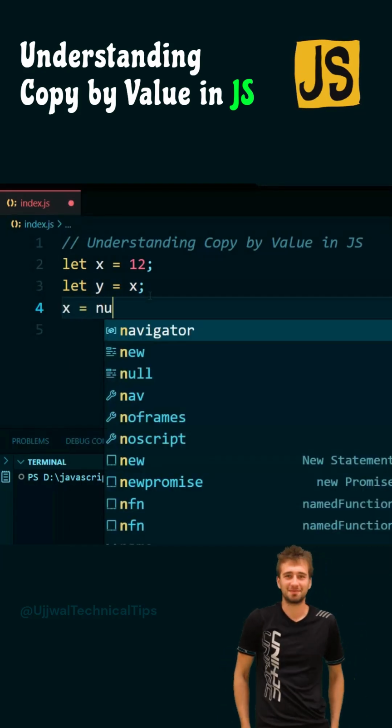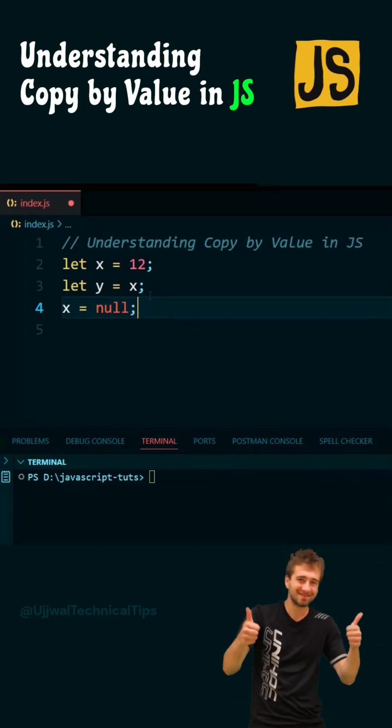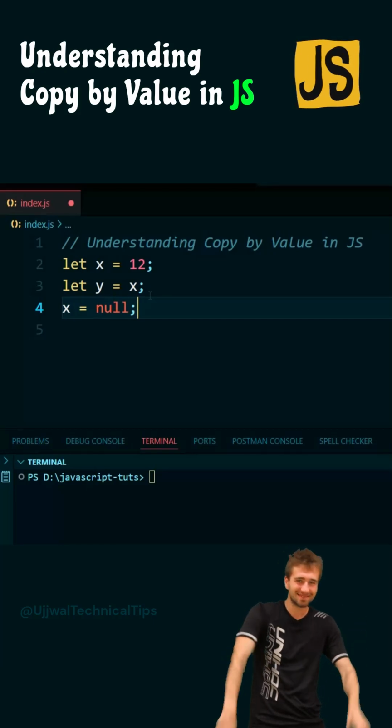x = null. Variable x is now assigned the value null. This does not affect y because y already has its own copy of the value 12.